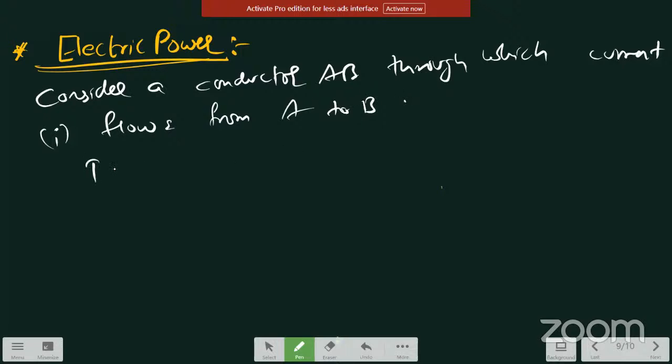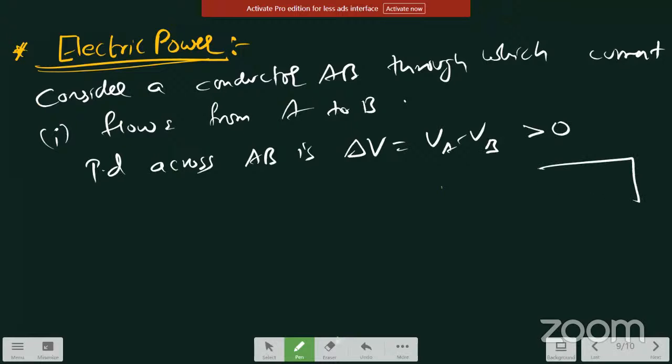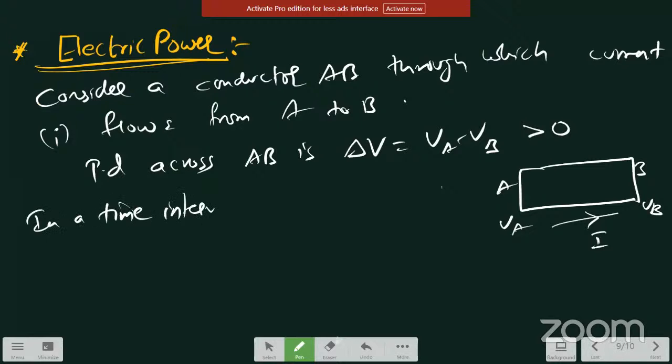The PD across AB is delta V, which is VA minus VB, which is greater than 0. The conductor is in this way. This is A, this is B, VA, VB. Current is passing in this way, I. And in a time interval delta T, how much charge will flow? I into delta T flows from A to B.